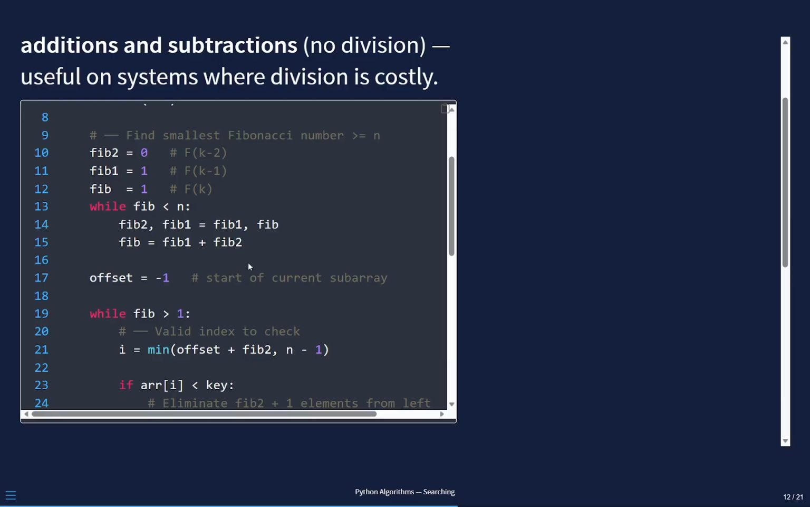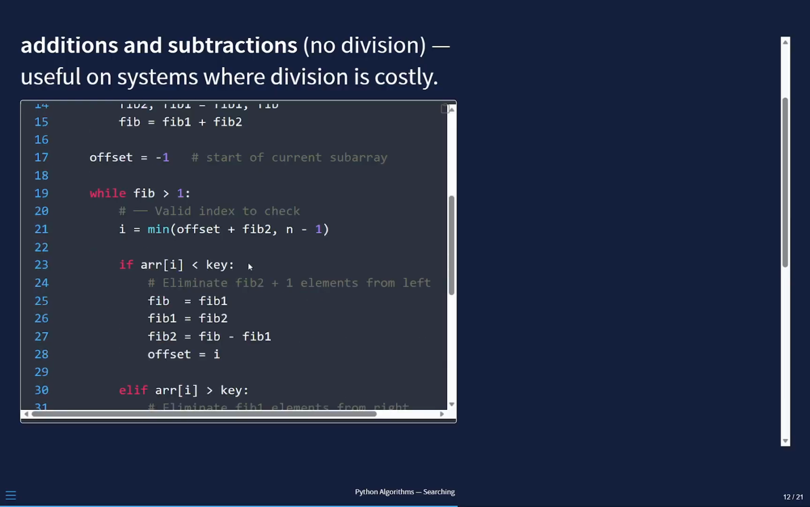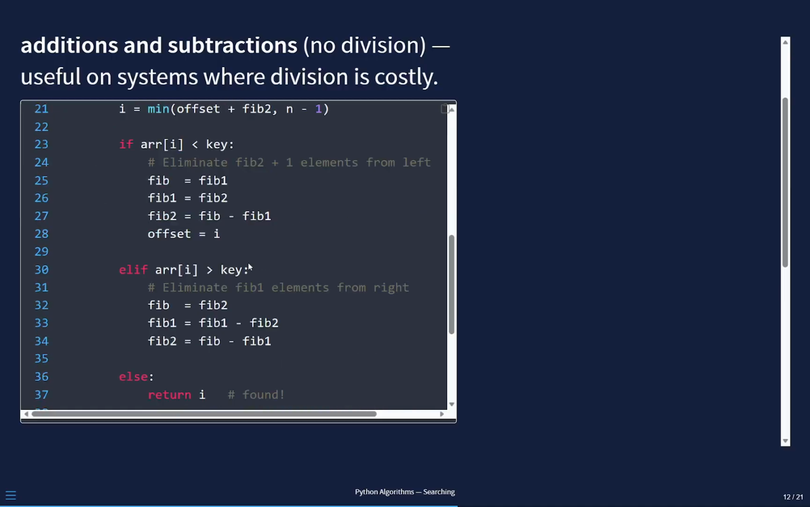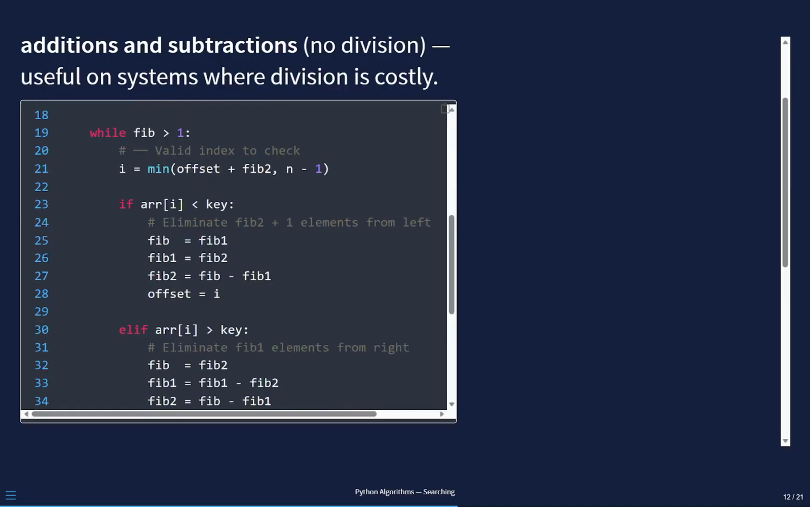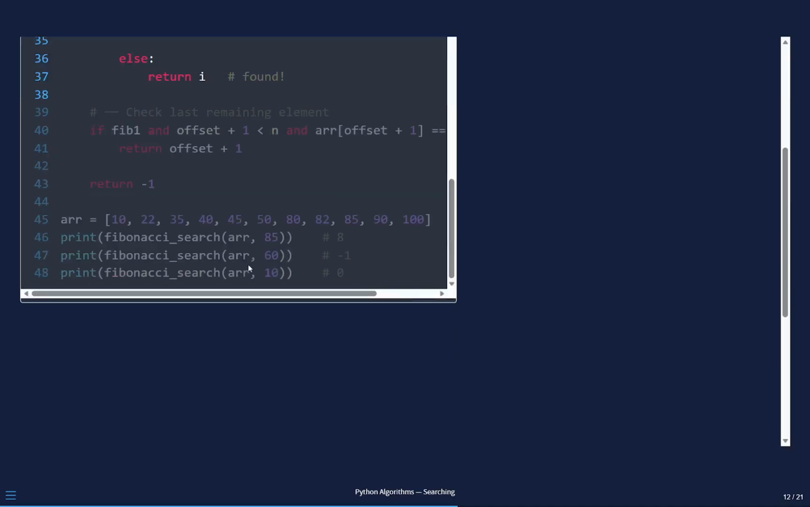The offset variable tracks how much of the array we've already eliminated. Each iteration probes at min(offset plus fib2, n-1). If the element there is less than the key, advance the offset and drop to the next smaller Fibonacci triplet. If greater, drop down without moving the offset. If equal, return the position.